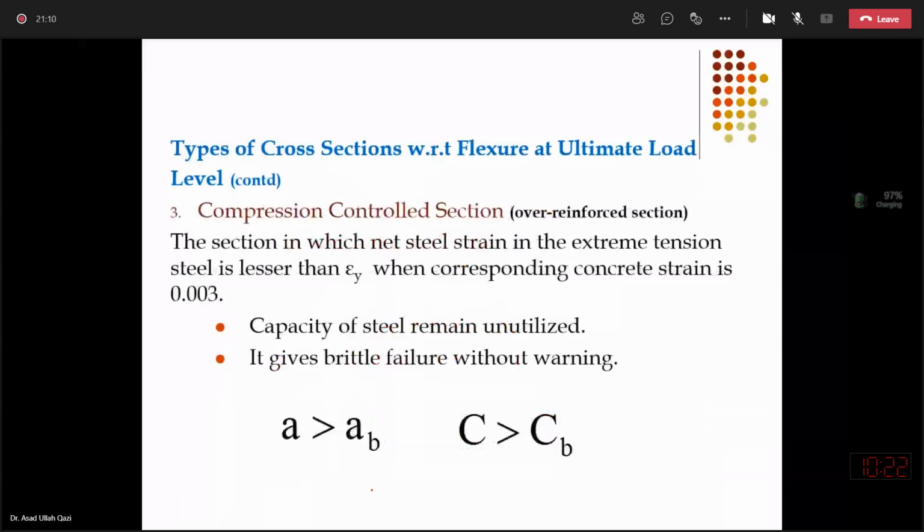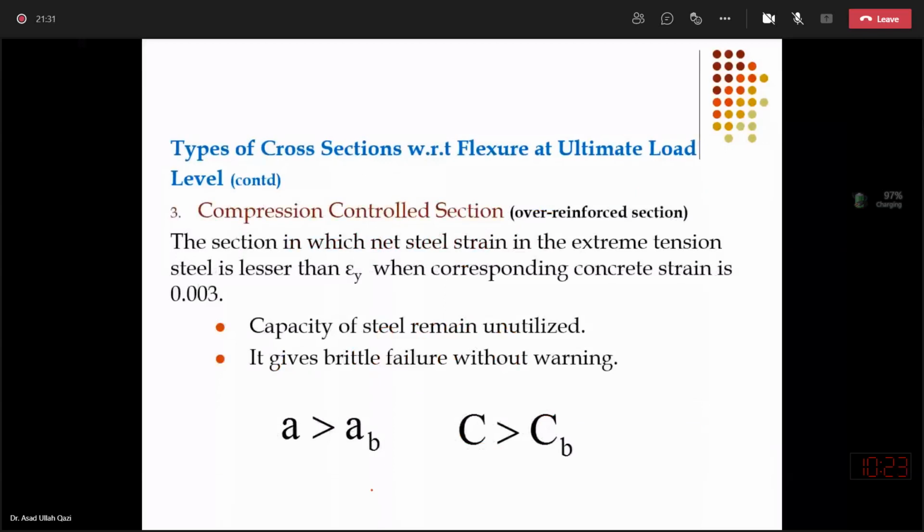So in new design, we will not put our cross sections even at balanced or in the over reinforced domain. We will put them in the domain of tension control, where epsilon s will be greater than or at minimum equal to 0.005.